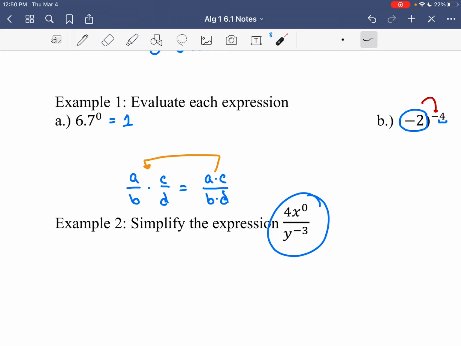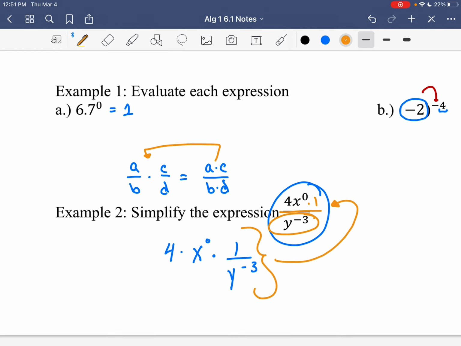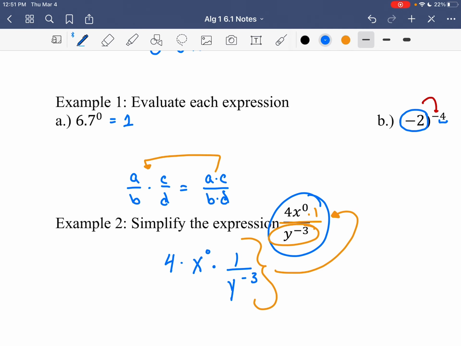The numerator is 4 times x to the 0, so I'm going to write that as 4 times x to the 0. And then here I've got a y to the -3 in the denominator. That's in the denominator, so we can think of it as 1 over y to the -3 multiplied. Because if I multiply this whole thing out, I'm going to get back to here. But our reason for breaking it up is now we can do each piece.